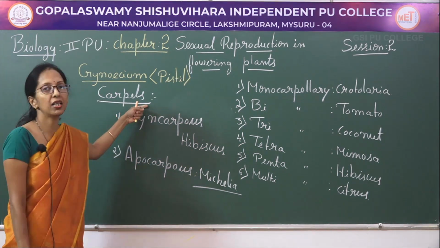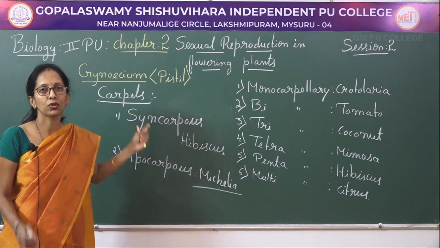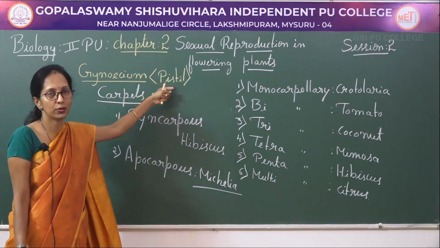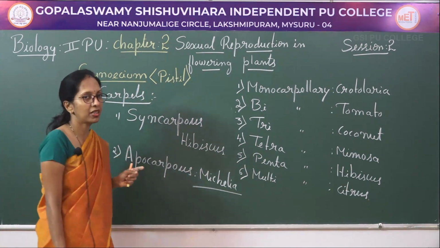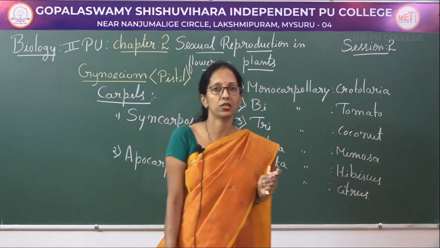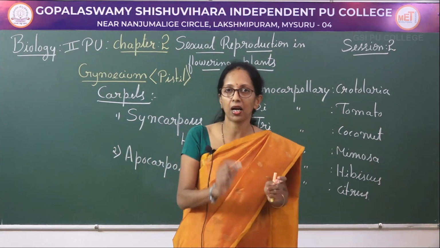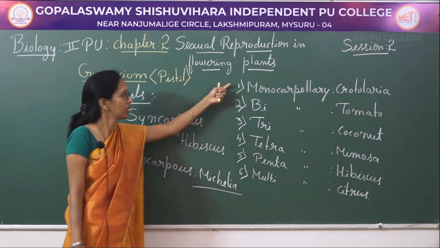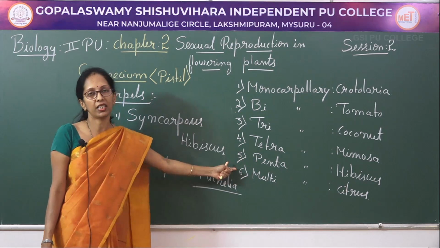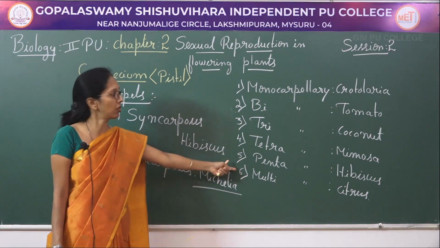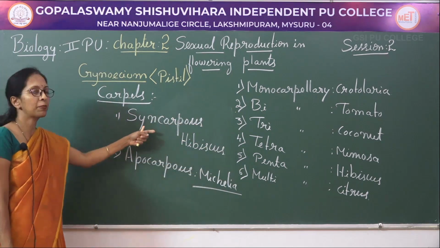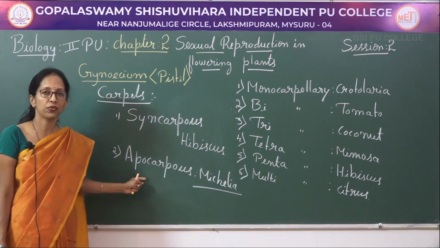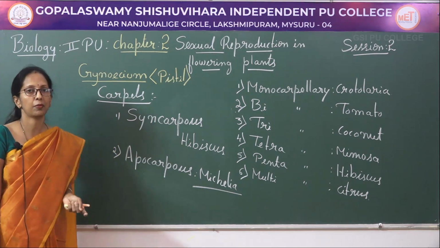Carpels are the female reproductive structures. The number of carpels together is said to be the gynoecium, also known as the pistil. Each carpel consists of an ovary which contains ovules. The elongated part is the style, and the terminal part is said to be the stigma. So there are different types of gynoecium based on the number of carpels, and if the carpels are fused, it is syncarpous. If the carpels are free, it is said to be apocarpous.